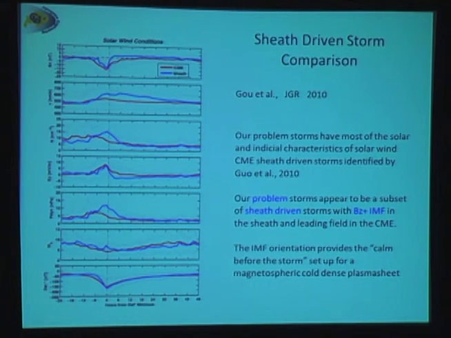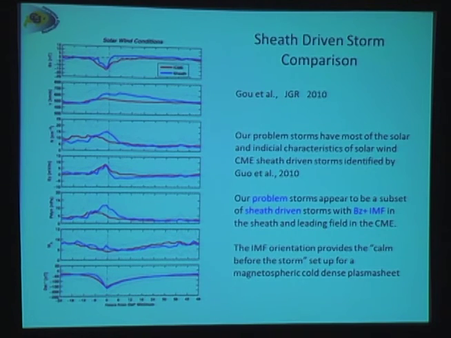So what does this have to do with sheath-driven storms? Zhenpeng Guo et al. did a series of papers comparing what it is that drives geomagnetic storms, and he looked at not just the CME itself, but the CMEs that are fast and actually drive changes in the interplanetary magnetic field ahead of them. They're called sheath-enhanced or sheath-driven storms. They have the characteristics that I just described in terms of high density, in terms of high dynamic pressure.